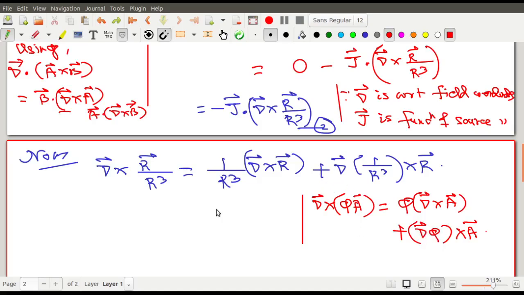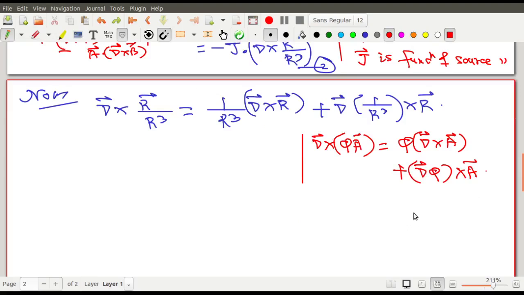Who is phi over here? Who is my phi? 1 by R cube is the phi. So that's why gradient of 1 by R cube cross A vector, that is cross of R vector. So that is how you understand this. Now curl of R is 0, which has been shown to you in the classes of vector.